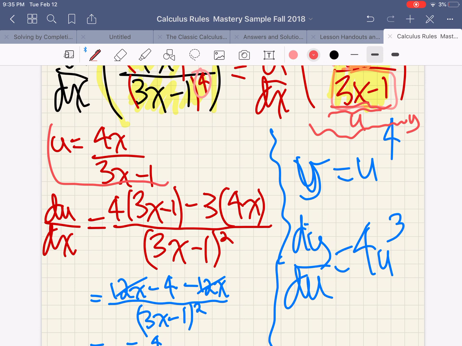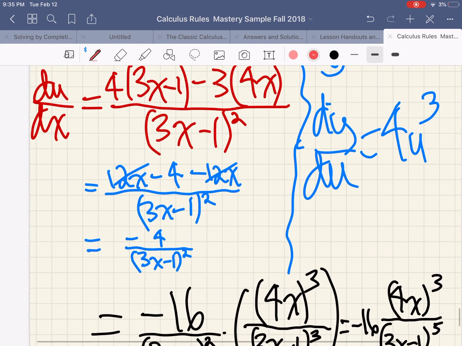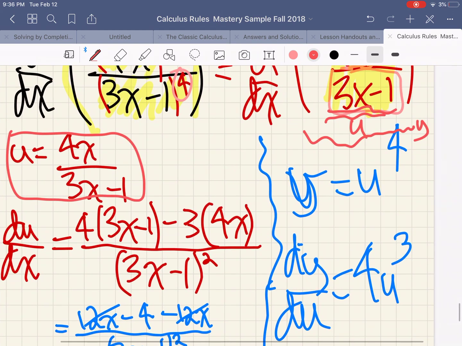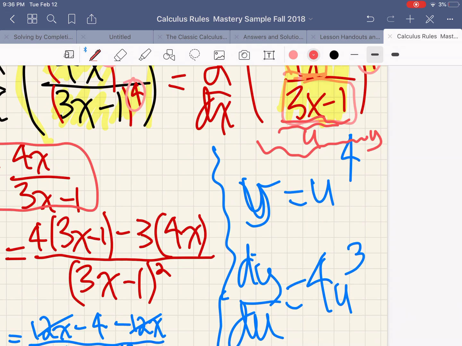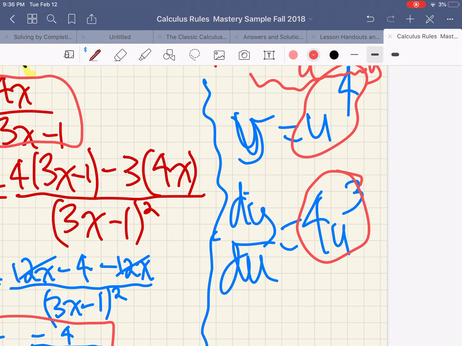So here's u, the inside function, 4x over 3x minus 1. We've already gone through the quotient rule, so take a look through it and make sure that you can follow the example, and as you work through it you get the same result. We end up with du by dx. Go through it step by step. That's your inside derivative. The next thing you have to do is the outside derivative. We know that y equals u to the fourth, so that's a fairly straightforward derivative, 4u cubed.